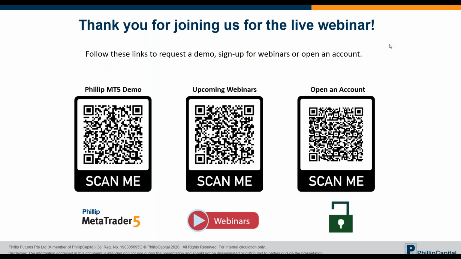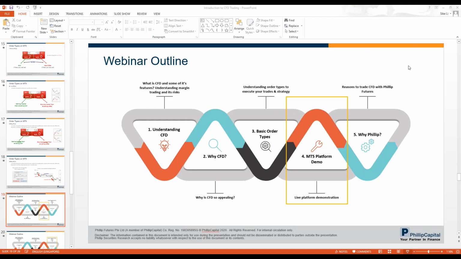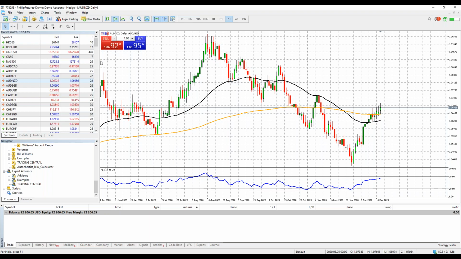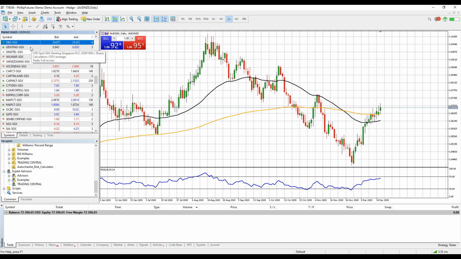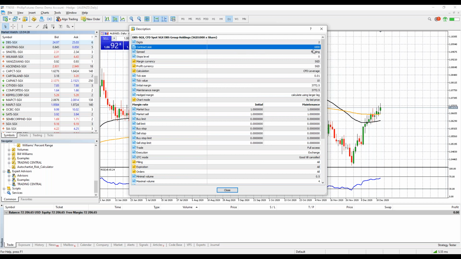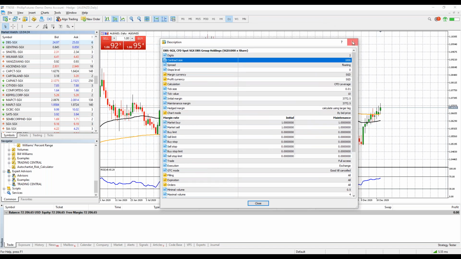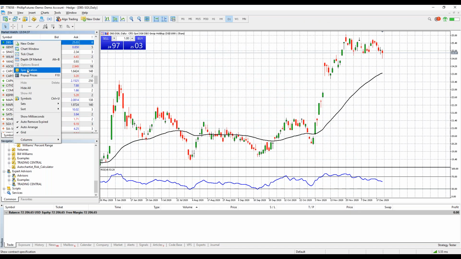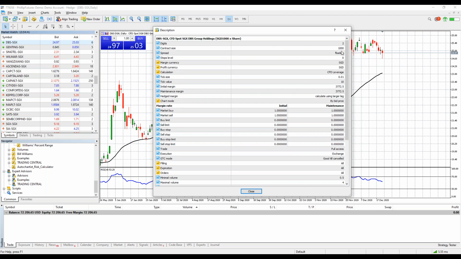Mr. Chin is asking, for example, DBS shares, how do you know the margin required? Is there a way to see it on the MT5 platform? Yes, maybe let me show you over here. Back here, to find DBS, just search for DBS and press Enter. Remember, you right click and go to specification. Over here, you're able to see the contract size is 1000, meaning one lot is 1000 DBS shares. Right now DBS is trading at about $25, so essentially one lot is 25,000.